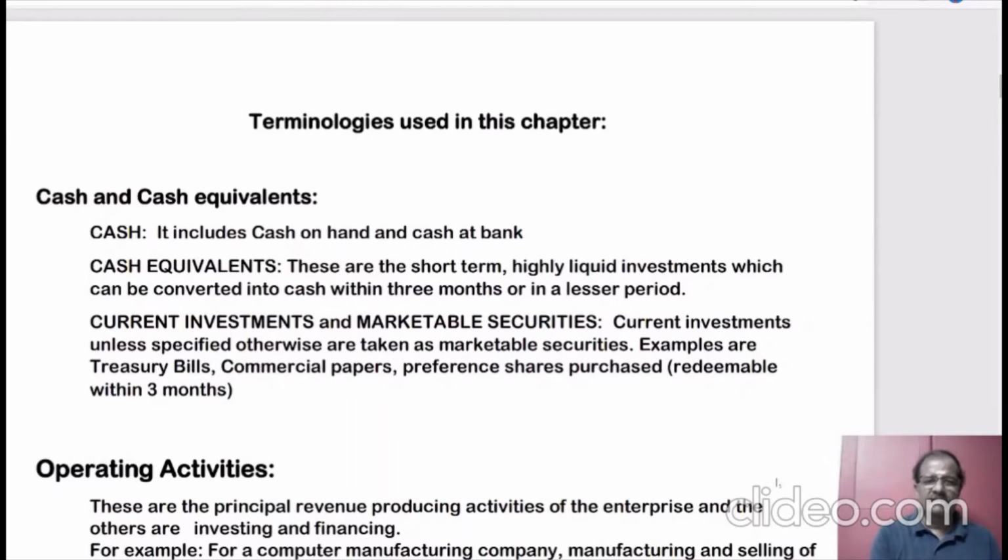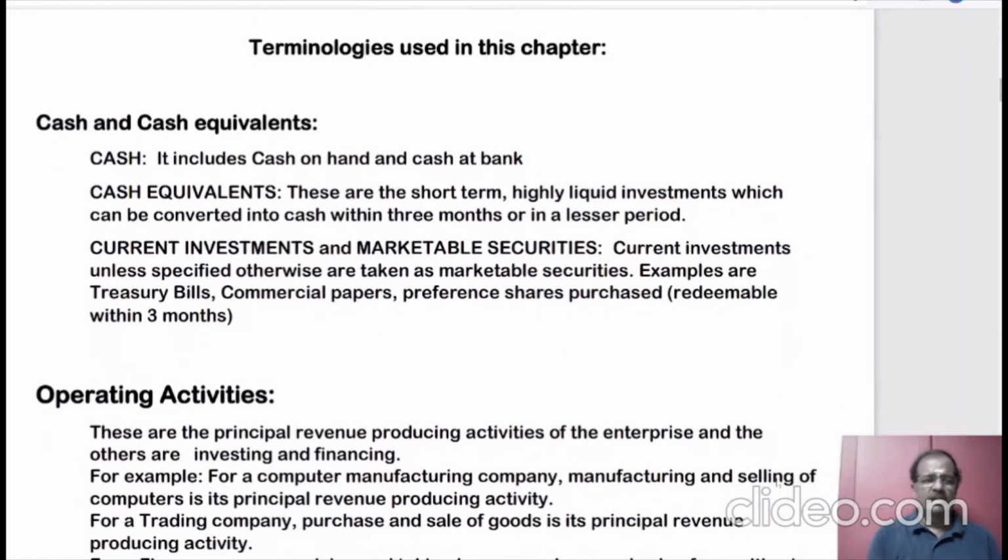Cash and cash equivalents. So far in the earlier topics we have seen only opening cash balance, opening bank balance, closing cash balance, closing bank balance, like that alone. Now in this chapter we have cash and cash equivalents. What do we mean by that? Cash means the hard cash and bank balance. Cash equivalents are short-term and highly liquid investments which can be converted into cash within a matter of 3 months.